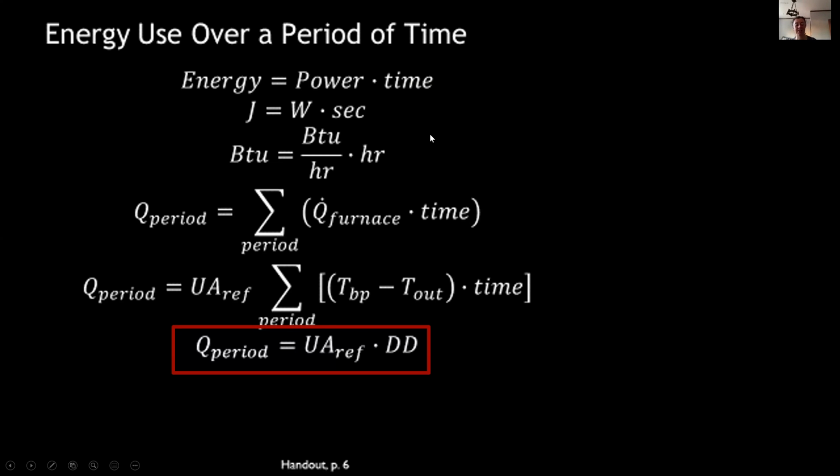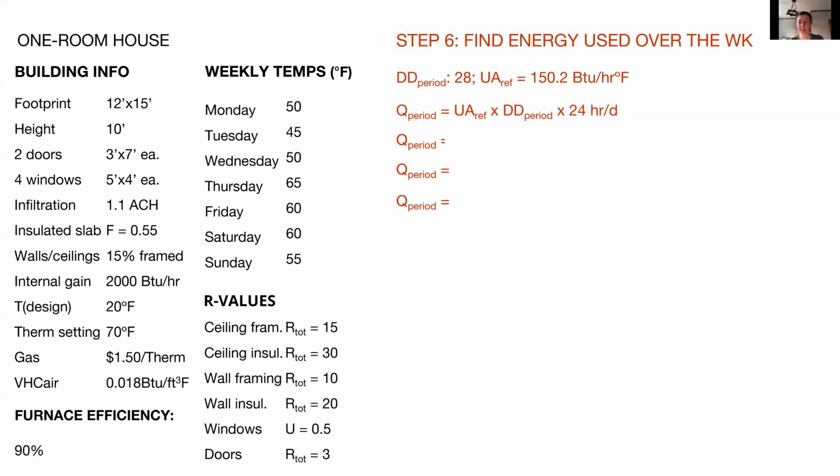So then to calculate energy use over a particular period of time, in this case a week, we can use our UA ref and our degree days to calculate the energy use over that period. That's the reason that we were looking into those degree days. In this case, over the course of a week, we multiply our UA ref by the number of degree days over that week. And because degree days are in days and UA ref and the energy use are in hours, we want to convert from hours to days.